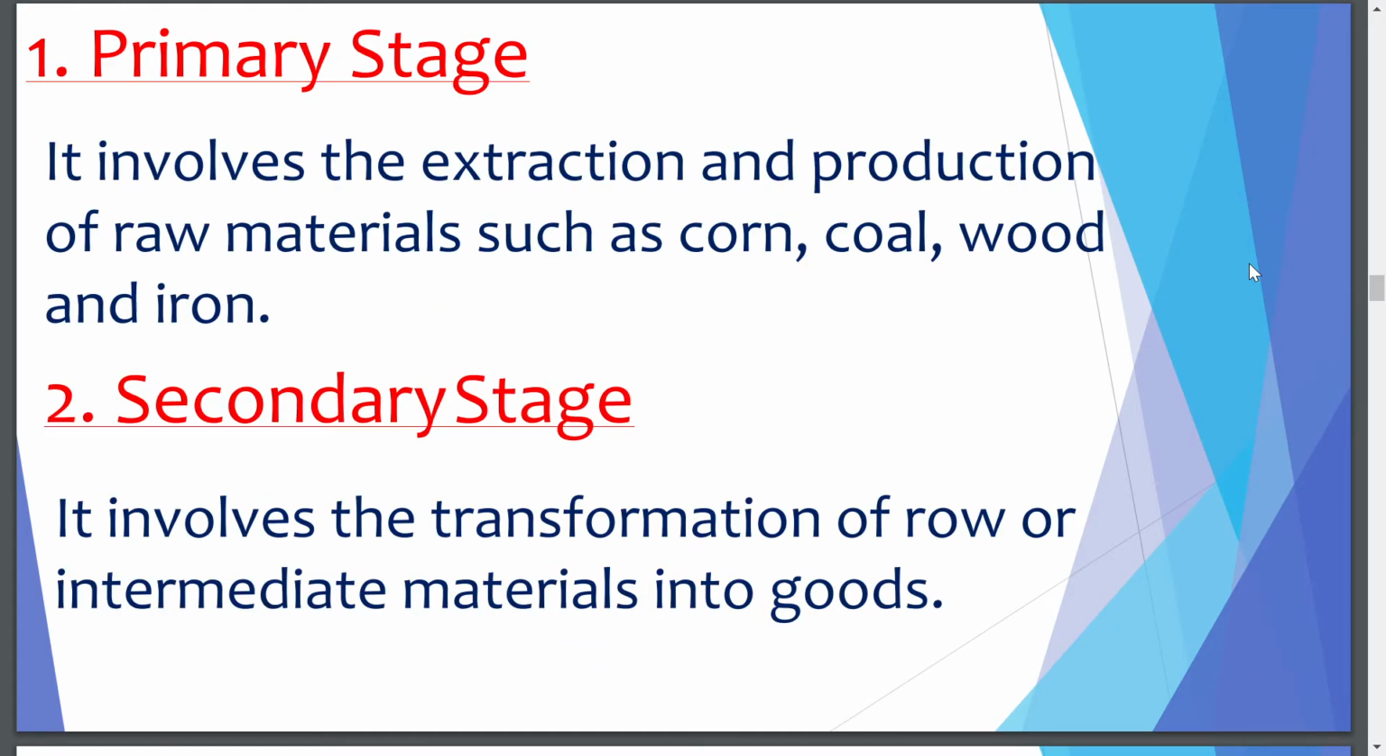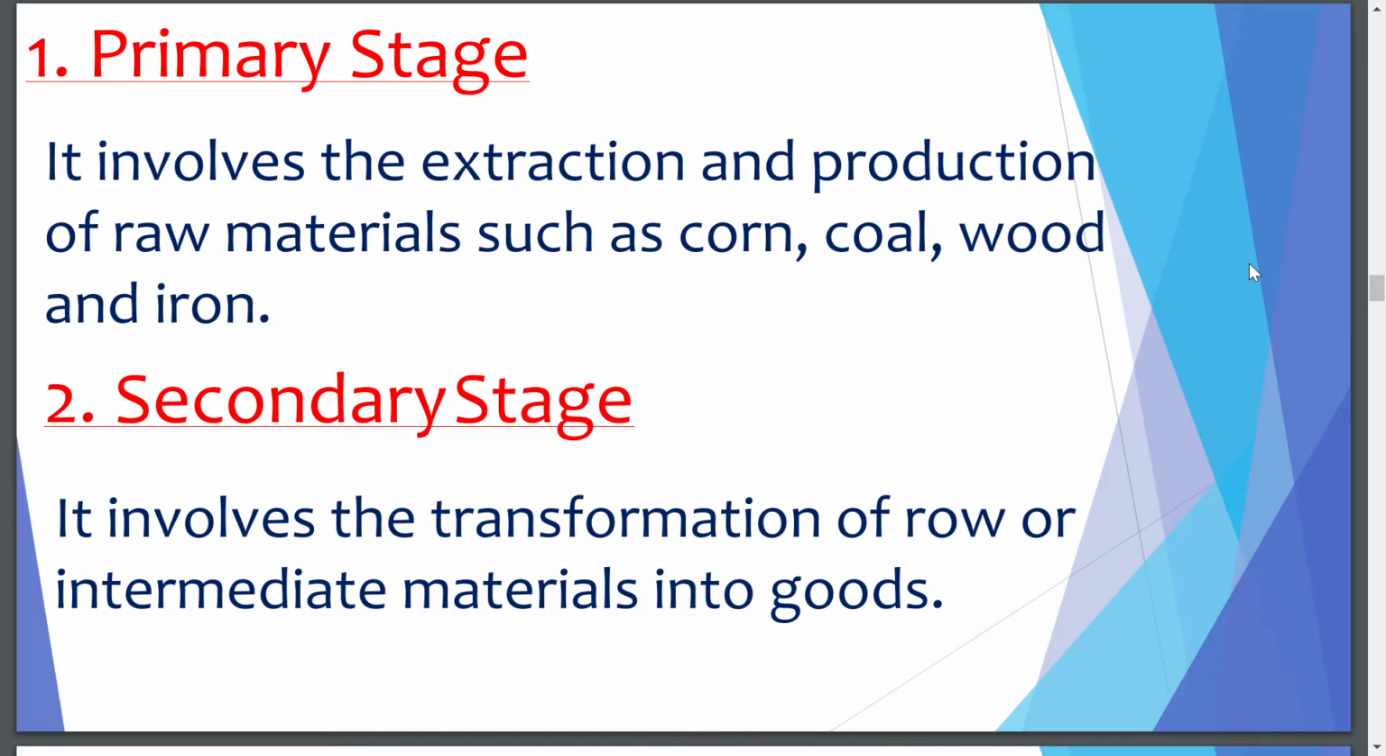So, what do you mean by the primary stage? It involves the extraction and production of raw materials such as corn, coal, wood, and iron. If you want to do business in another country, or even if you're a student preparing for an exam, you must know what is meant by the primary stage. The definition remains the same, whether you do business in a local country or a foreign country. The primary stage includes the production and extraction of raw material. It deals with raw material.